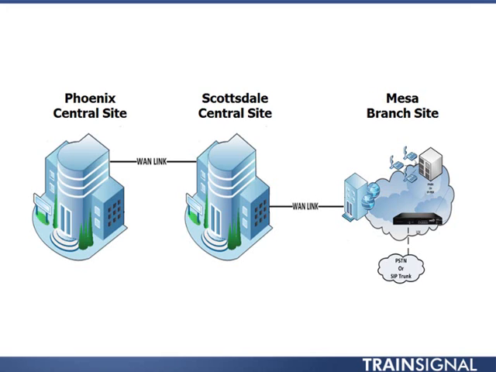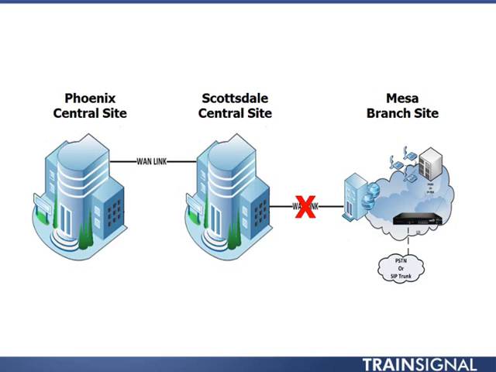Let's take a look at a WAN link failure on the connection from Mesa over to Scottsdale. When the WAN connection between one of our branch sites and the central site, such as between Scottsdale and Mesa, goes down, your client should expect what's called survivability mode, where they have limited feature sets available to them inside of their Lync clients.